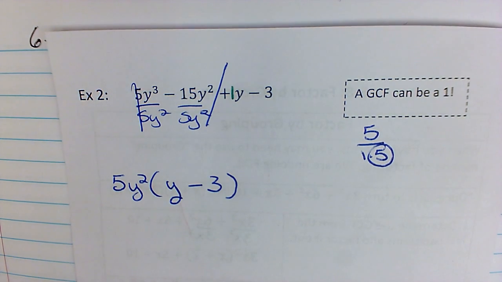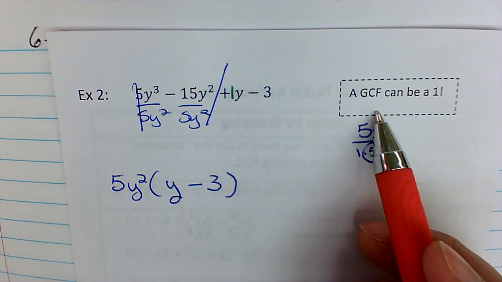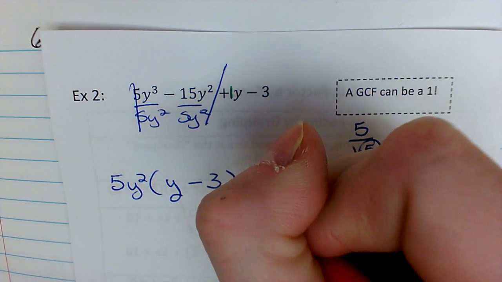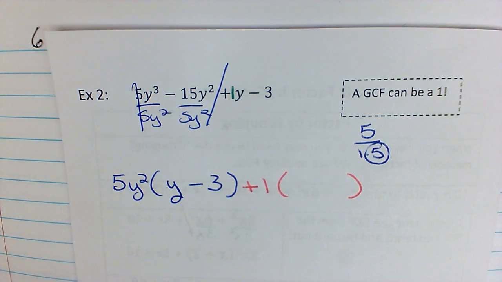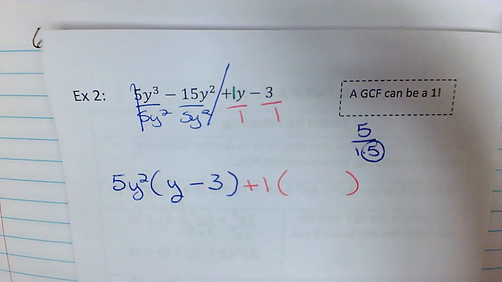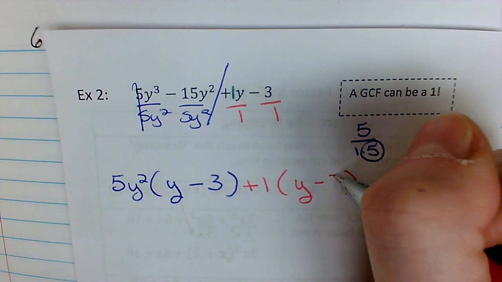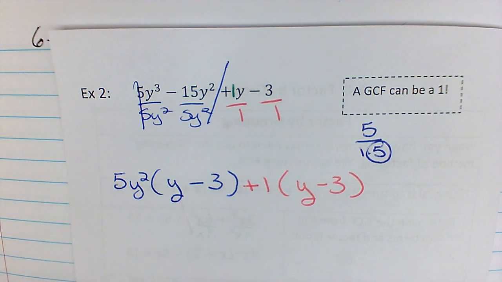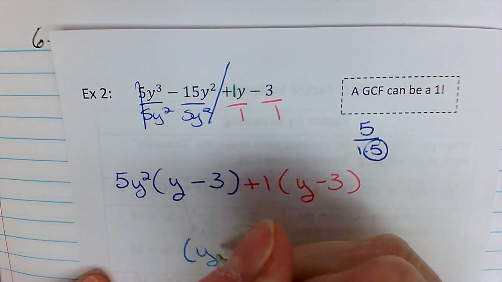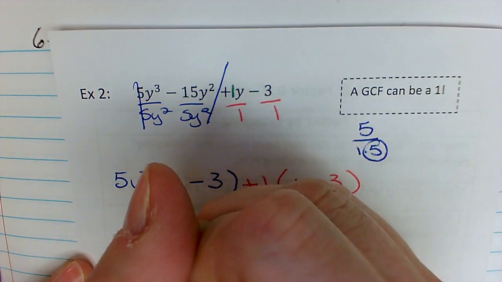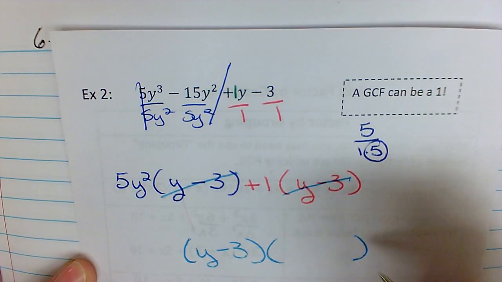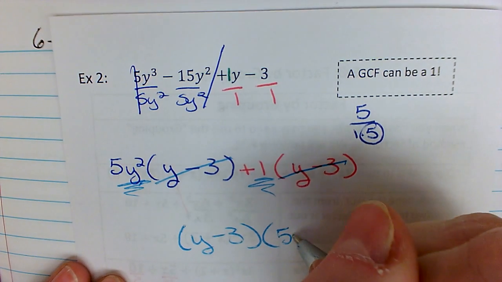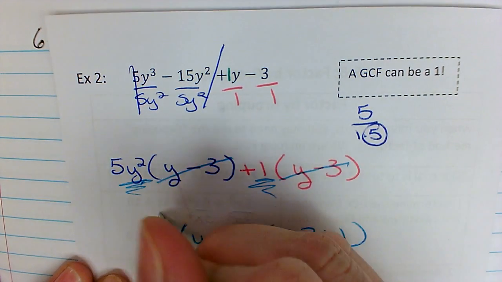They don't have anything else in common, not even the y's, so remember, it's okay for it to be a 1. I've got a plus sign first, so my greatest common factor is actually that positive 1. Dividing by 1 doesn't change anything, so it's still y minus 3, and I do have exactly what I want inside my parentheses. So what they have in common moves down, that y minus 3, and what they have remaining on the outside, 5y squared and the plus 1, needs to go in my other set of parentheses.